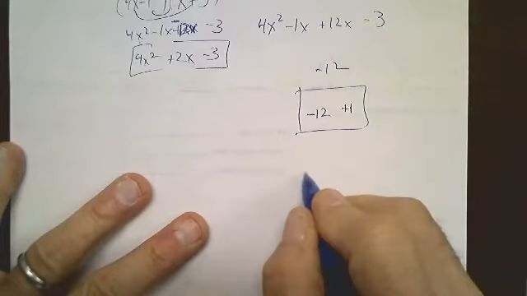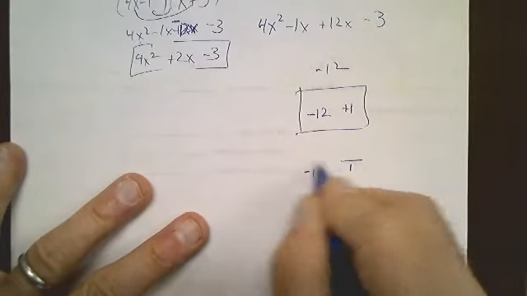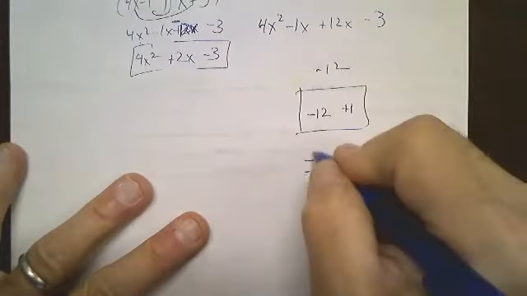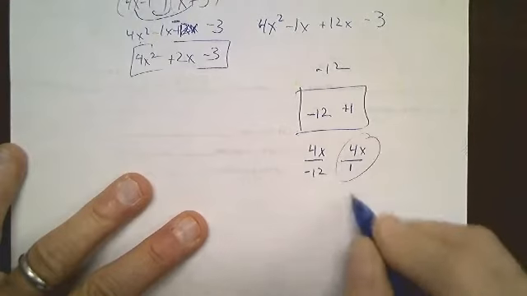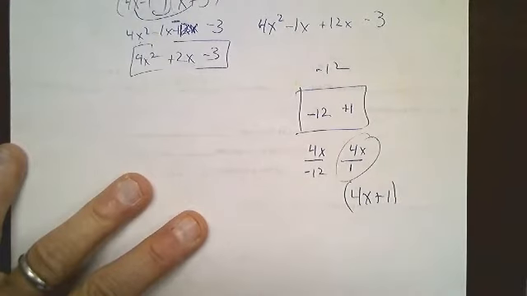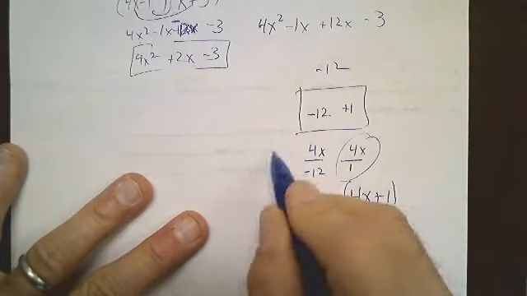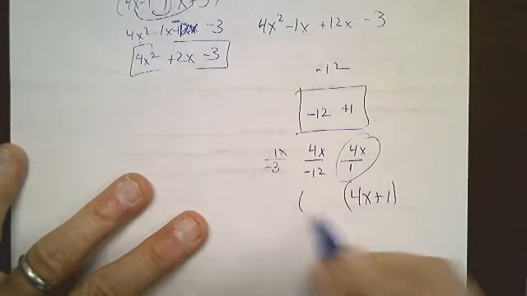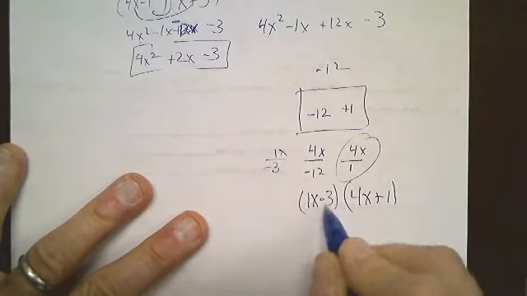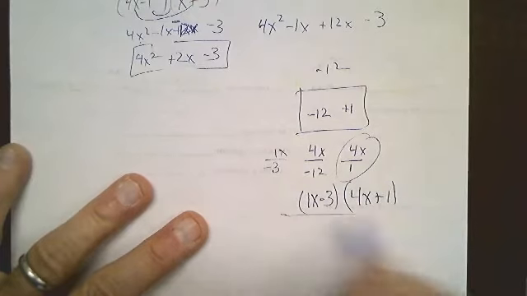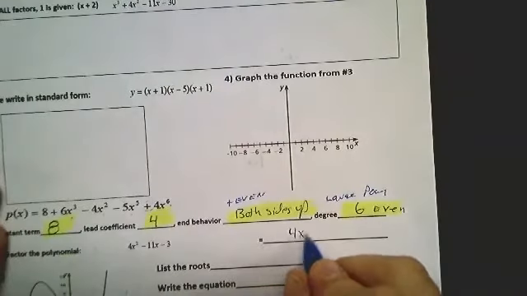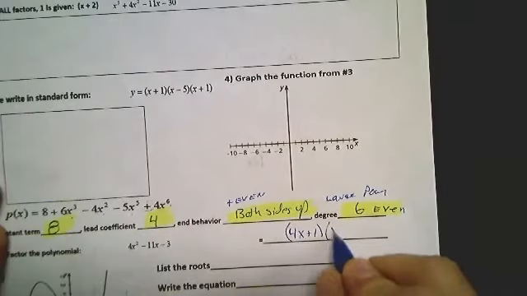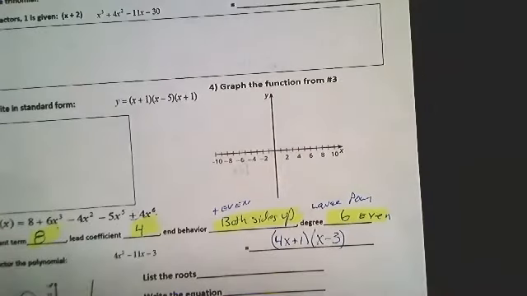Just use your little eraser. Negative 12, positive 1. Put the bar on top. Lead number on top is 4. There we go. x and x. So this is 4x plus 1. 4 over 12 becomes 1 over negative 3. 1x minus 3. There. Sorry about that. 4x plus 1, x minus 3.